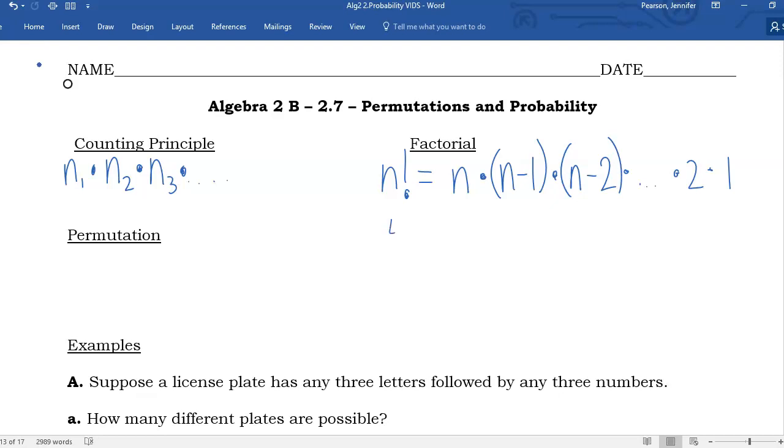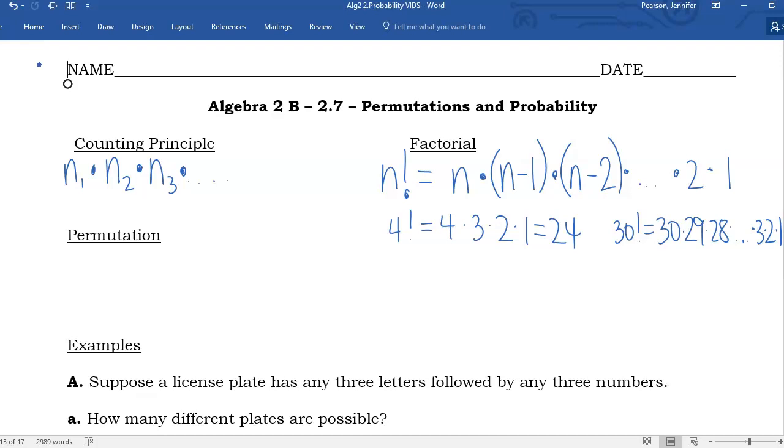So as an example, 4 factorial would be 4 times 3 times 2 times 1. You could do something crazy like 30 factorial. That would be 30 times 29 times 28, and I'm going to go dot, dot, dot, because we go all the way to 1, and then times them all together.